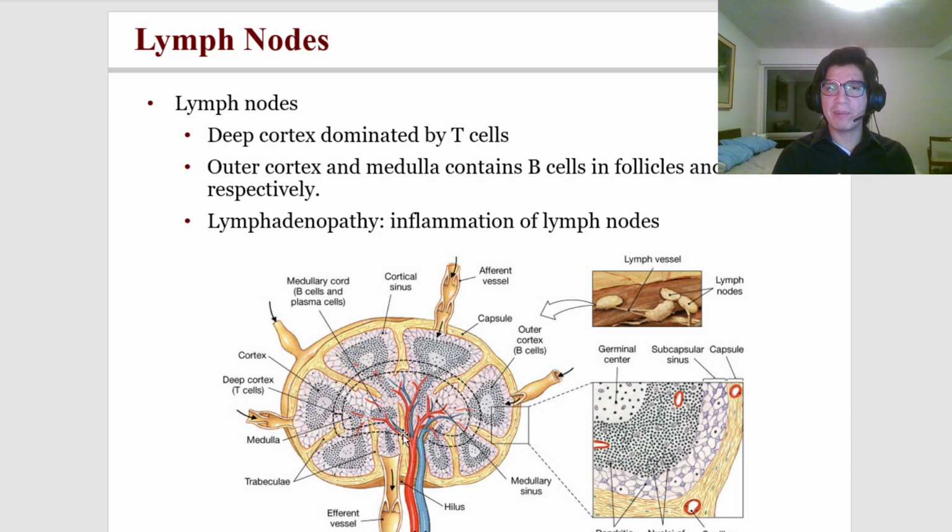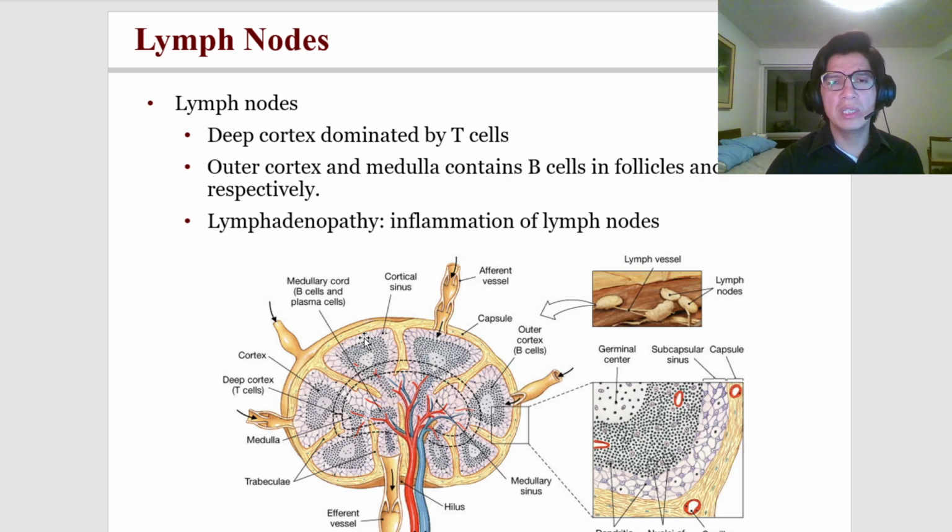I want you to keep that in mind. Now let's talk about just structure. You have here a capsule that infolds into the lymph node through this trabecula. Between the capsule and the cellular component here, there's a space. It's called the subcapsular sinus. So sinus being these spaces.